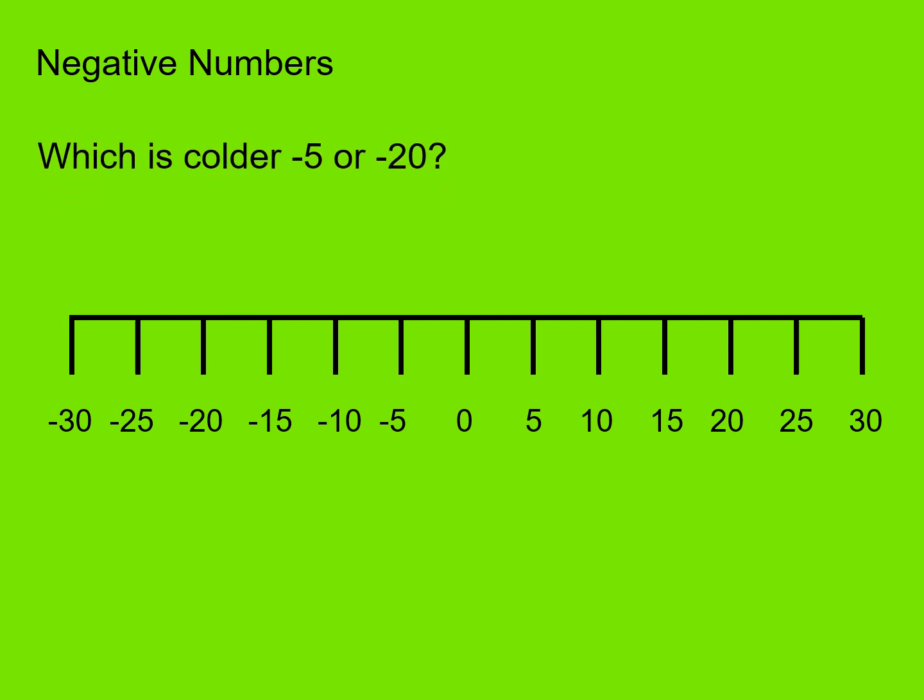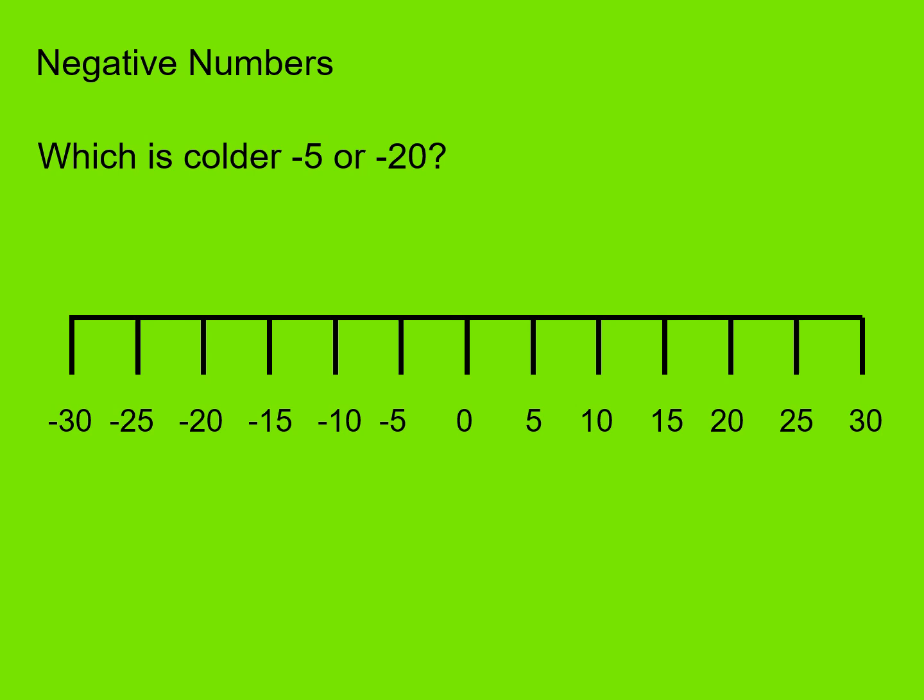Have a think about this. Which is colder, -5 or -20? Have a think. Here's my top tip, or my tip number 1. The coldest number, if we're thinking about temperature, which is measured in degrees Celsius, will be furthest away from 0 because you've had to subtract more to get away from 0.